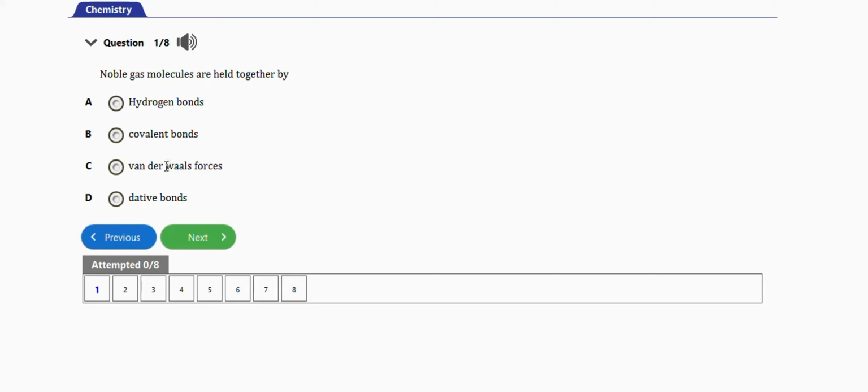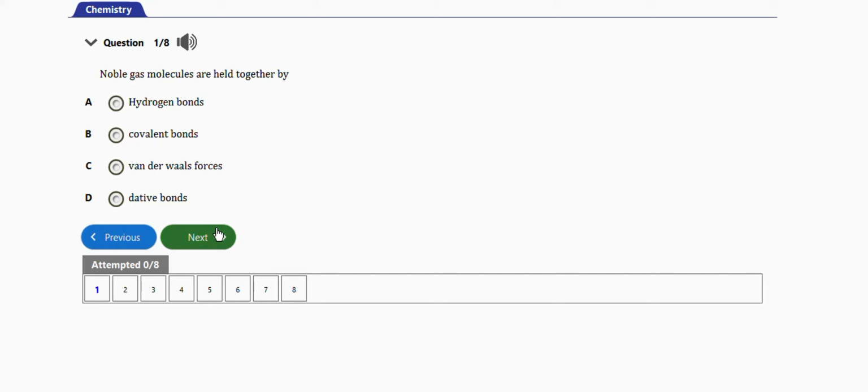bonds, covalent bonds, van der Waals forces, dative bonds. So the right option is option C, van der Waals forces. Van der Waals forces are weak forces. They are intermolecular weak forces of attraction. So they hold noble gases together.